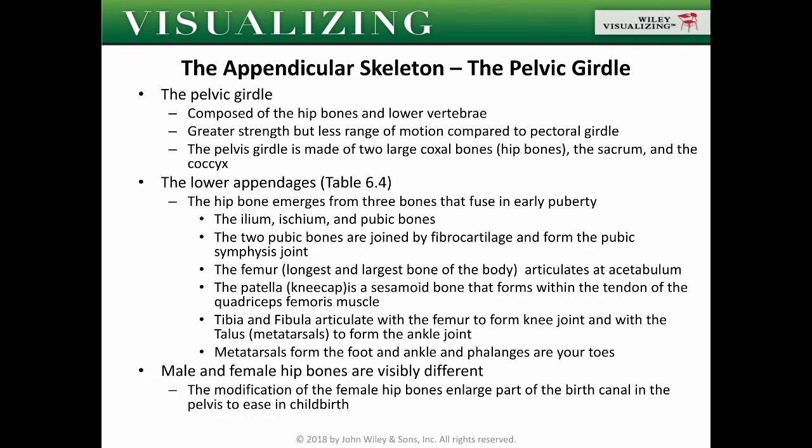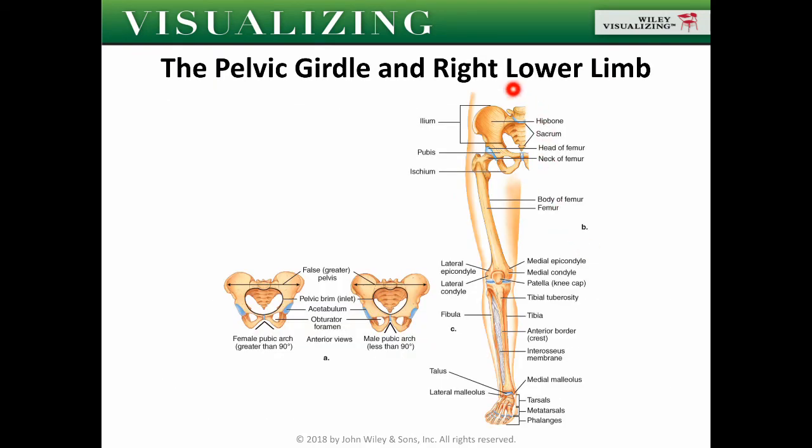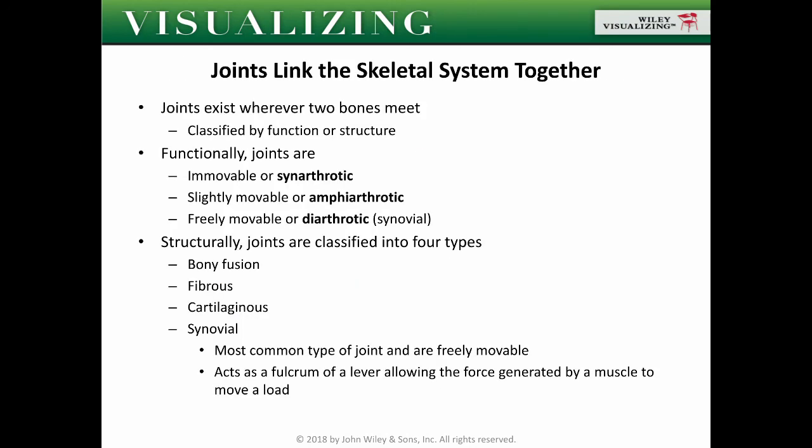And then in our pelvic girdle, this is the pelvic girdle. So you have your hip bone, you have your femur, the longest bone in the body, and then you have your tibia and fibula, your tarsals. So this is basically the ankle bones, and then metatarsals and the phalanges again.